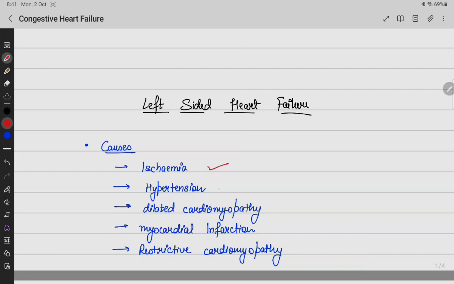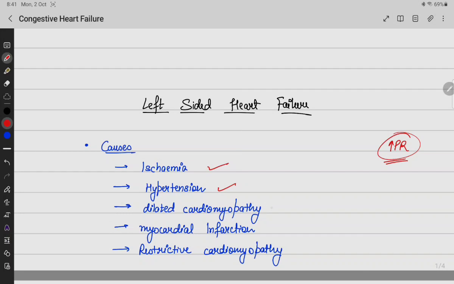Then we move to hypertension. Hypertension basically means whenever there is increased peripheral resistance. What this increased peripheral resistance does is, there is increased workload on the heart, which makes structural changes in the cardiac myocytes, which affects their contractile ability and can lead to heart failure.